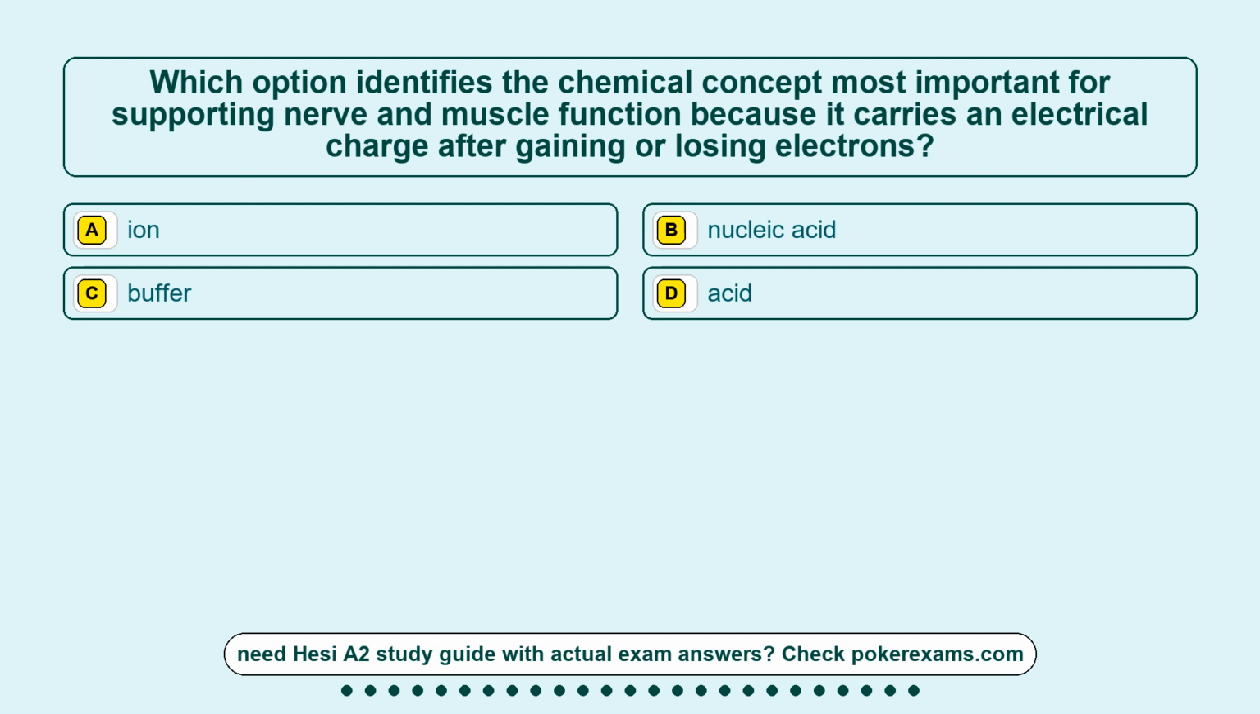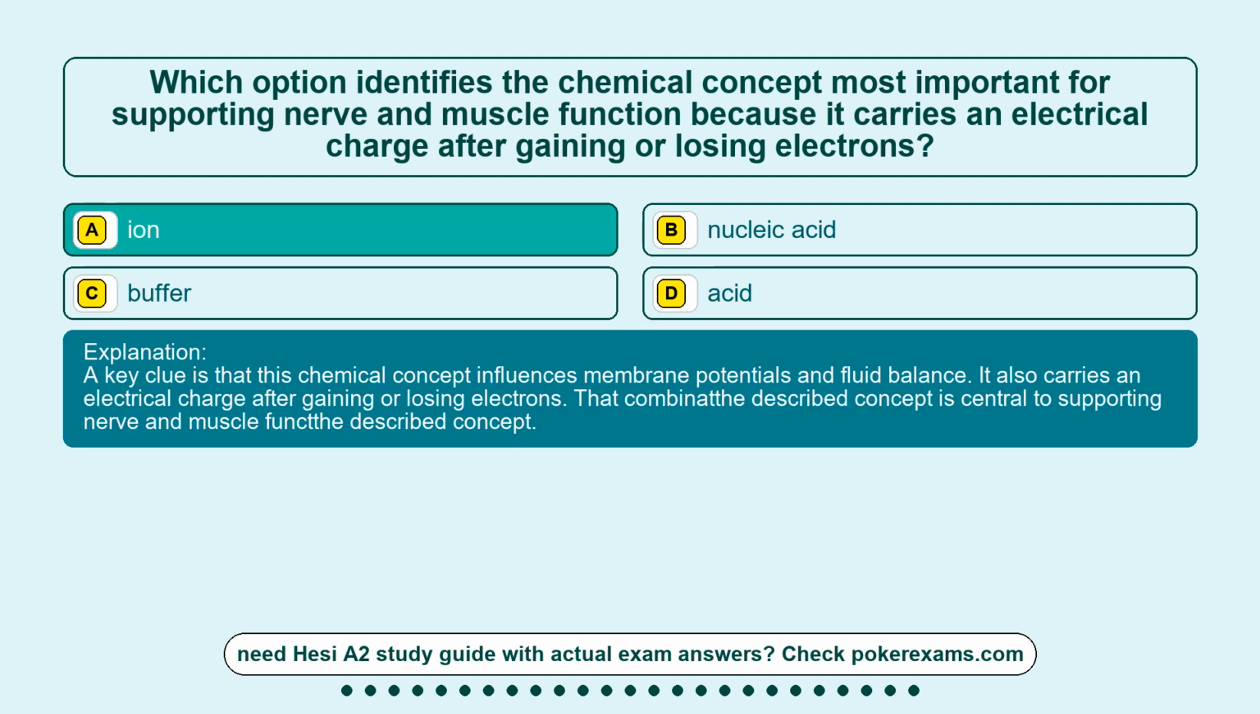Question 16. Which option identifies the chemical concept most important for supporting nerve and muscle function because it carries an electrical charge after gaining or losing electrons? Option A, ion. Option B, nucleic acid. Option C, buffer. Option D, acid. The correct answer is option A, ion.